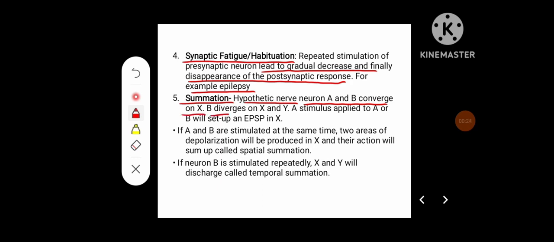The fifth property is summation, where the hypothetical neurons A and B converge on neuron X and B diverges on X and Y. A stimulus applied to A or B will set up an EPSP in neuron X. Here you can see the stimulation of A and B is going to set up action potential in X, the property of which is called convergence.